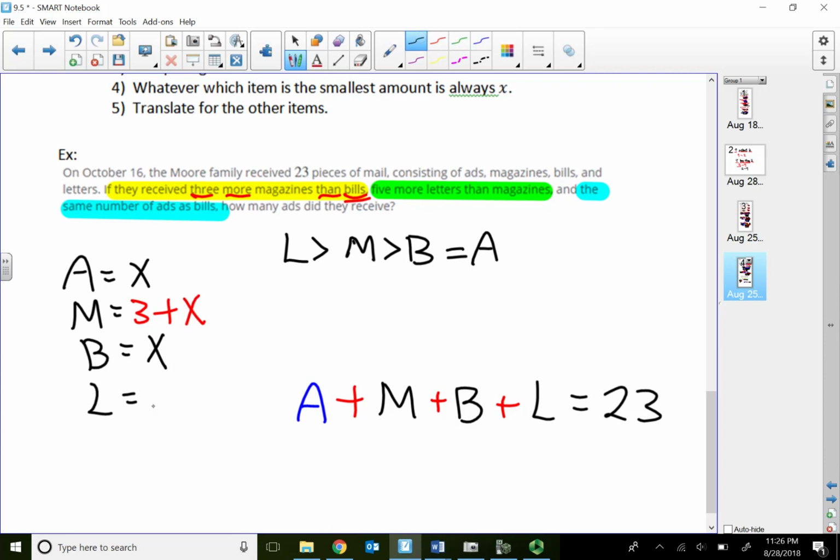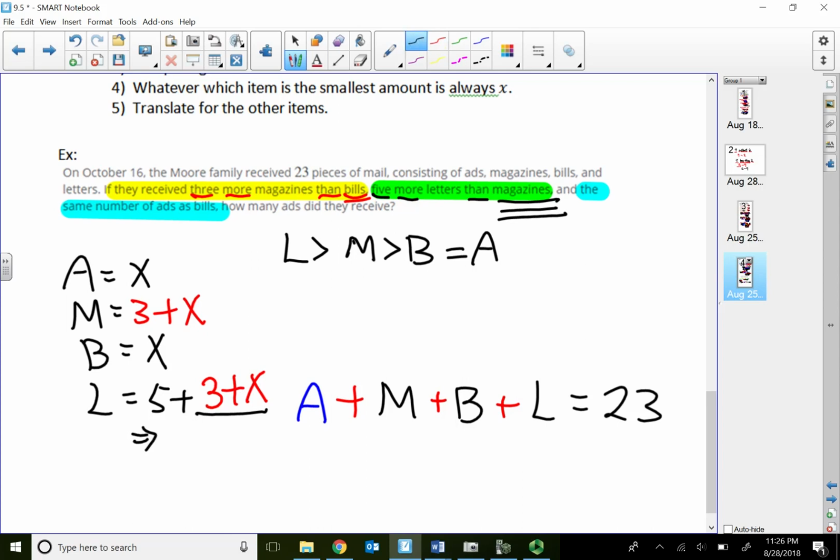All right. Now the letters. 5 more than. Letters is 5 more than who? When I see 5, I write 5, right? More than, I write plus. 5 more than who? The magazines. And what did I just translate for the magazines? 3 plus X. More than is not 3 times X, it's 3 plus X. So the letters are 5 plus the magazines, which is 3 plus X. So what's 5 plus 3 plus X? Please do not say 8X in your head because it's not 8X.